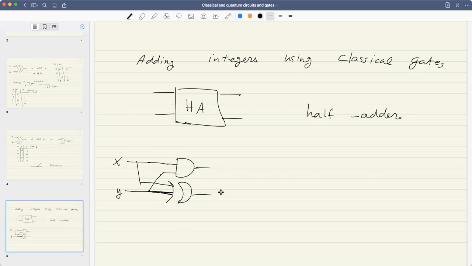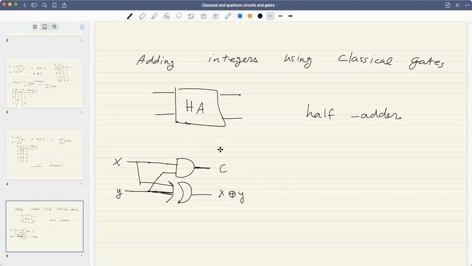So this is essentially X plus Y mod 2, right? I'm doing an XOR. And this is X and Y, so it's only 1 if both of them are 1. And in all other cases, it's 0. So let's call that C. So why is this useful? Well, let's try to add two numbers.